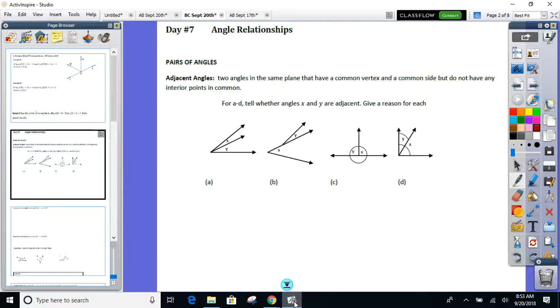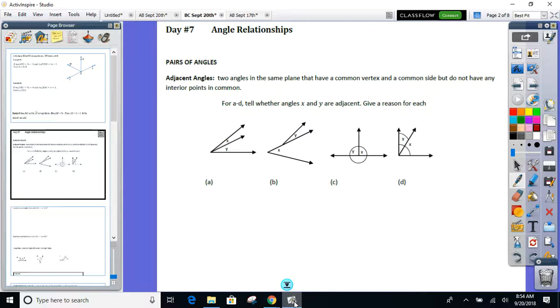Next to? All right, something's adjacent, they're next to each other. Well, that's kind of true for adjacent angles, but they have to have a common vertex and share a common side. And I'll get into this in a second. They do not have any interior points in common.